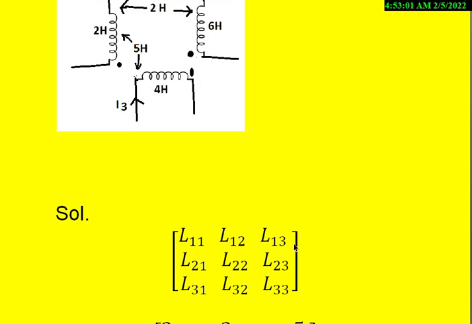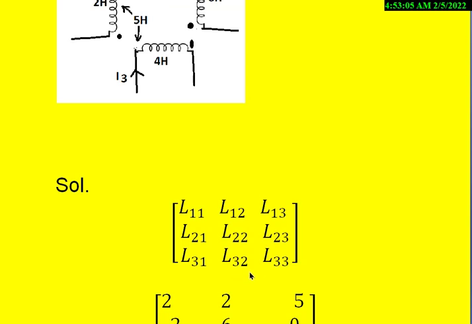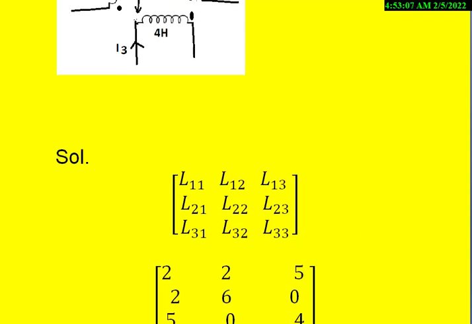In coil 1, current is leaving the dot. Similarly, in coil 3, current is leaving the dot. And in coil 2 also, current is leaving the dot. And the notation for this is the same as in the previous case: L11, L12, L13, L21, L22, L23, L31, L32, L33.